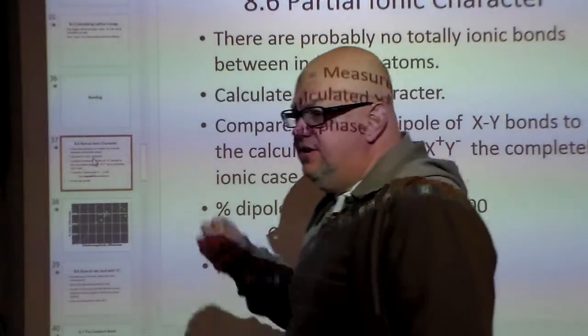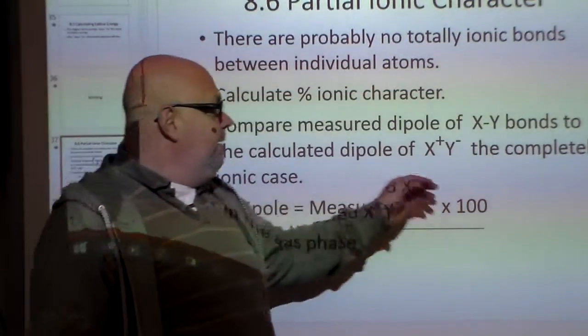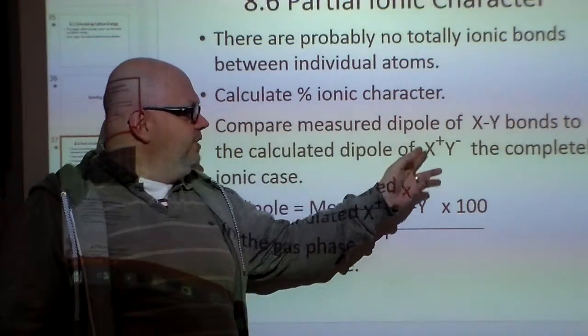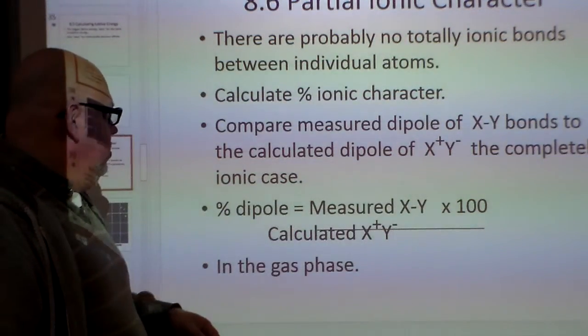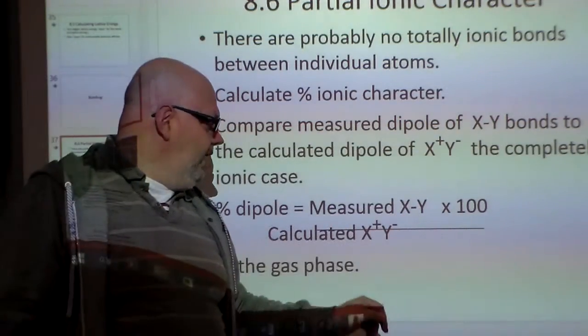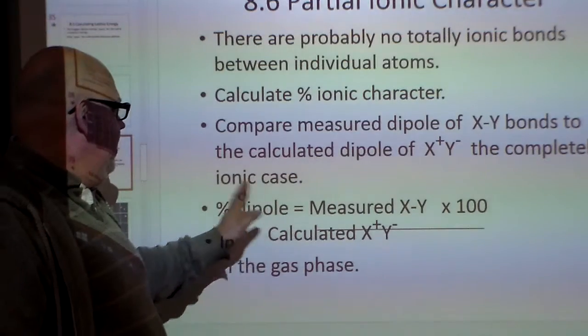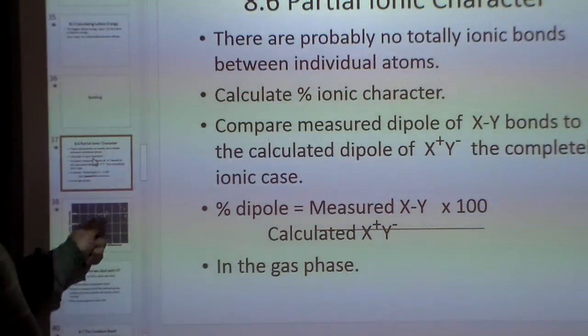There is a percentage of ionic character, where we compare the measured dipole of XY to the calculated dipole of X+Y-, the completely ionic case. Okay? So we take the measured XY divided by the calculated XY times 100, and that gives us the percent dipole in the gas phase.